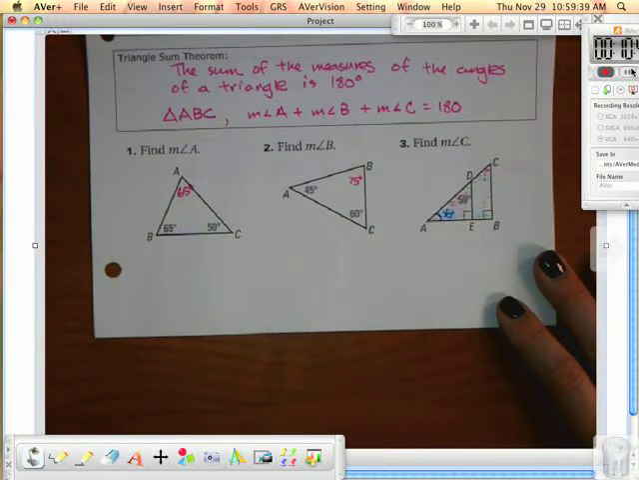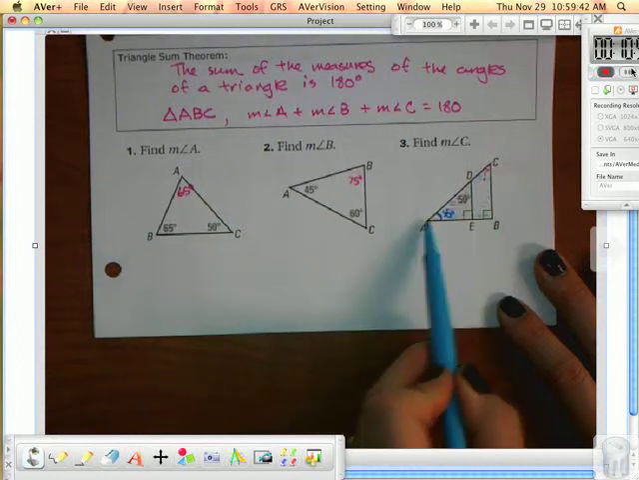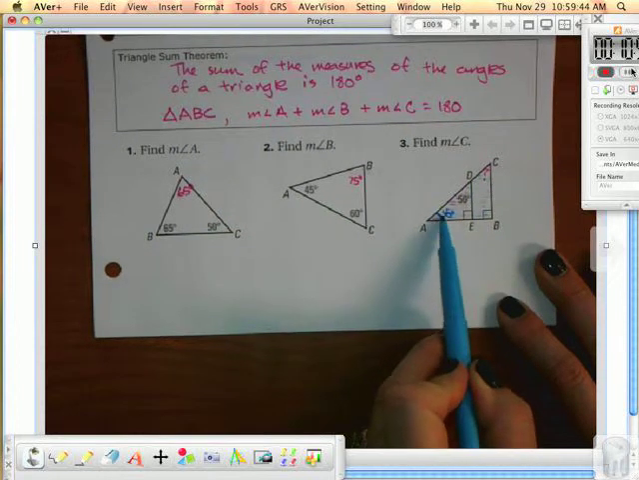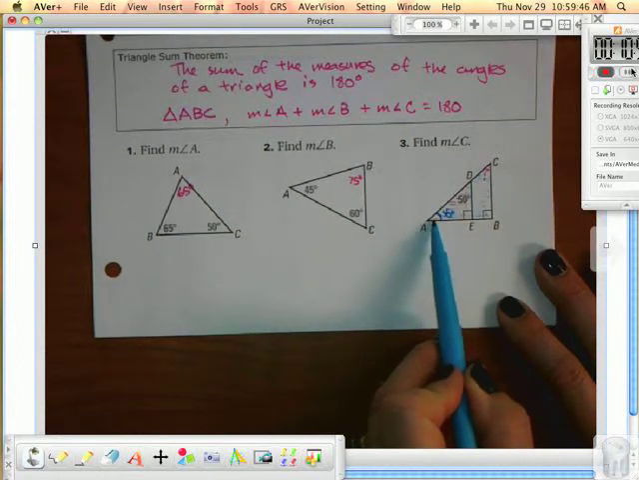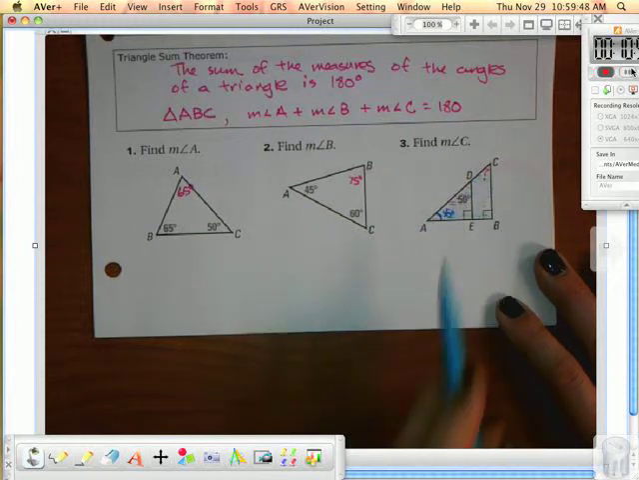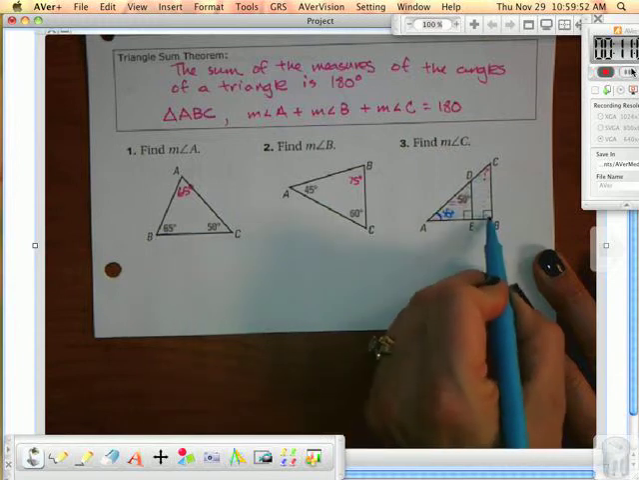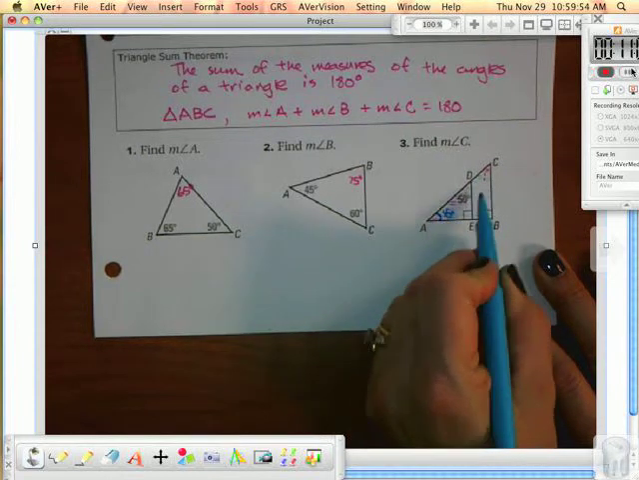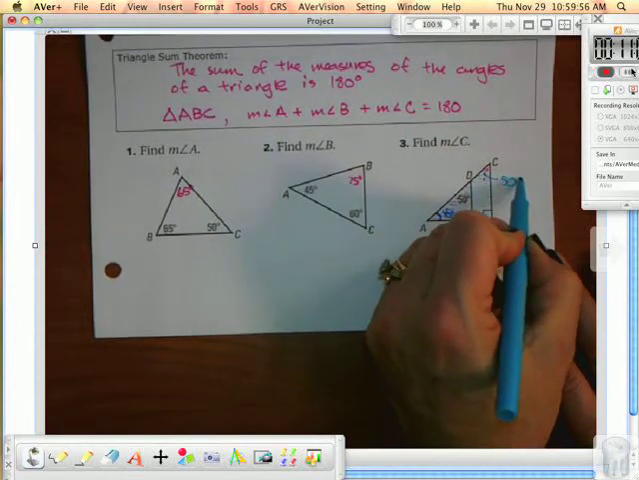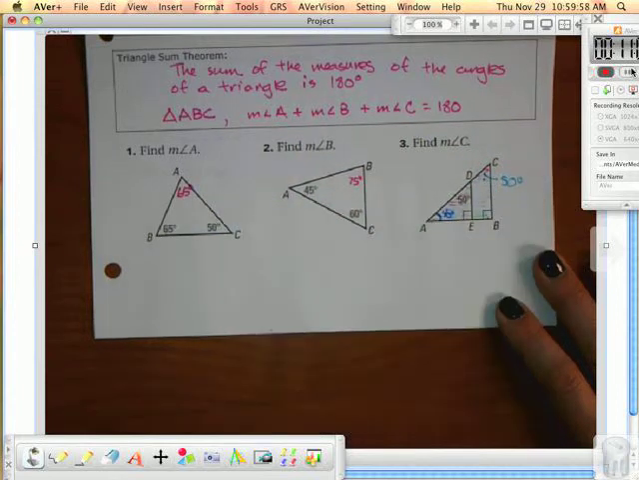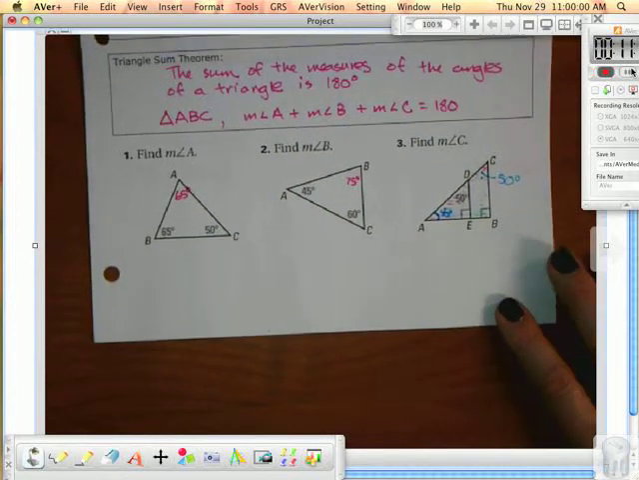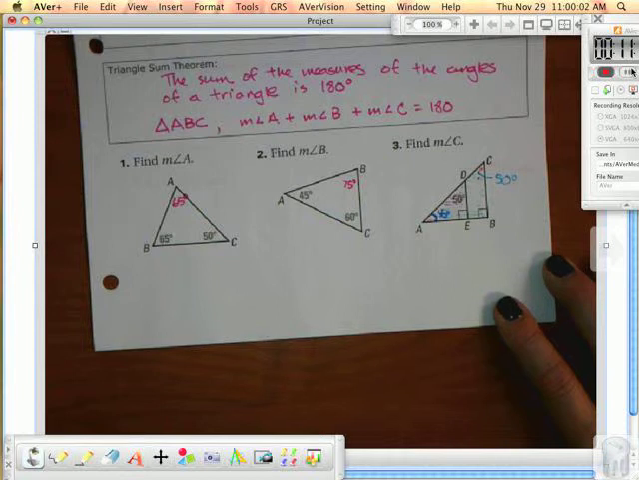Now look at this. The big triangle and the small triangle both share angle A, don't they? So therefore C must be what? This is 90, this is 40, so this is going to be 50 as well. They share that same angle, that's 40. Okay, one more page.